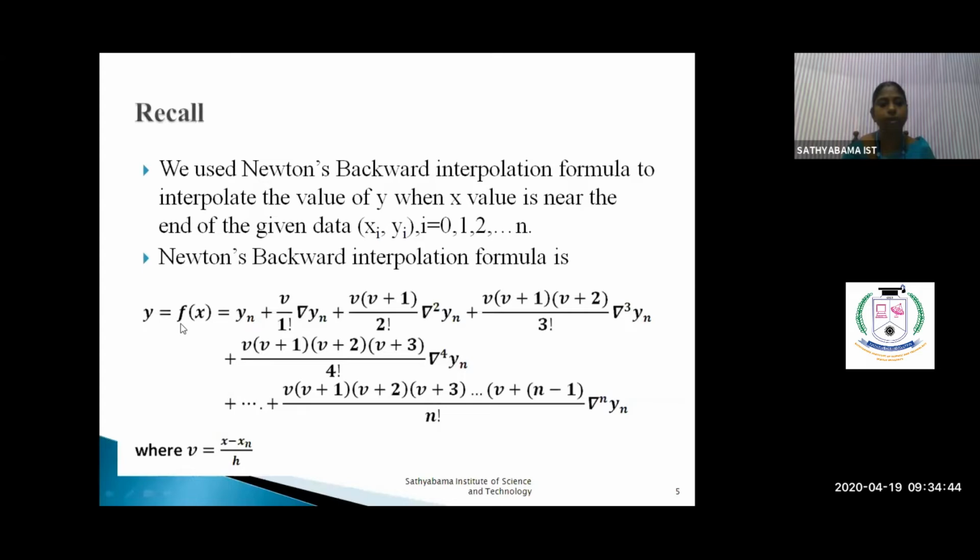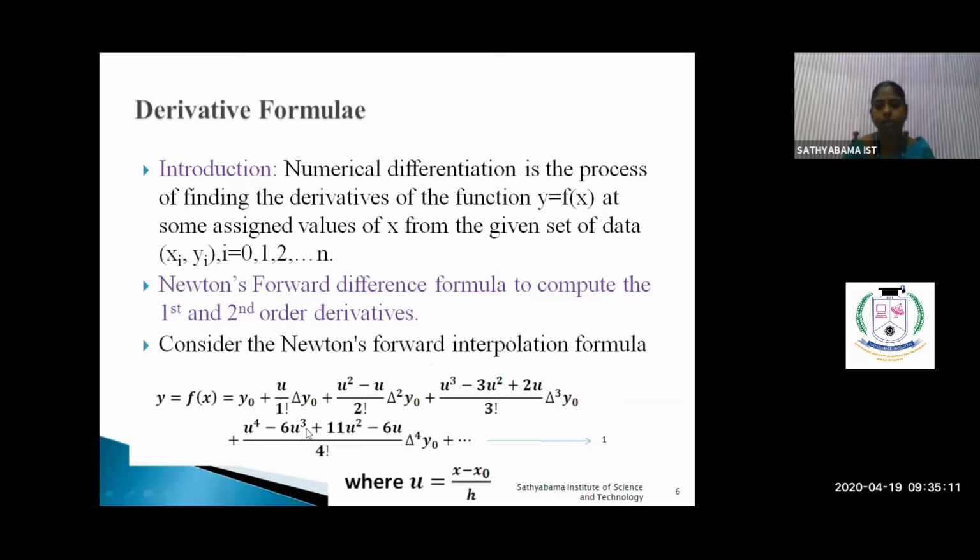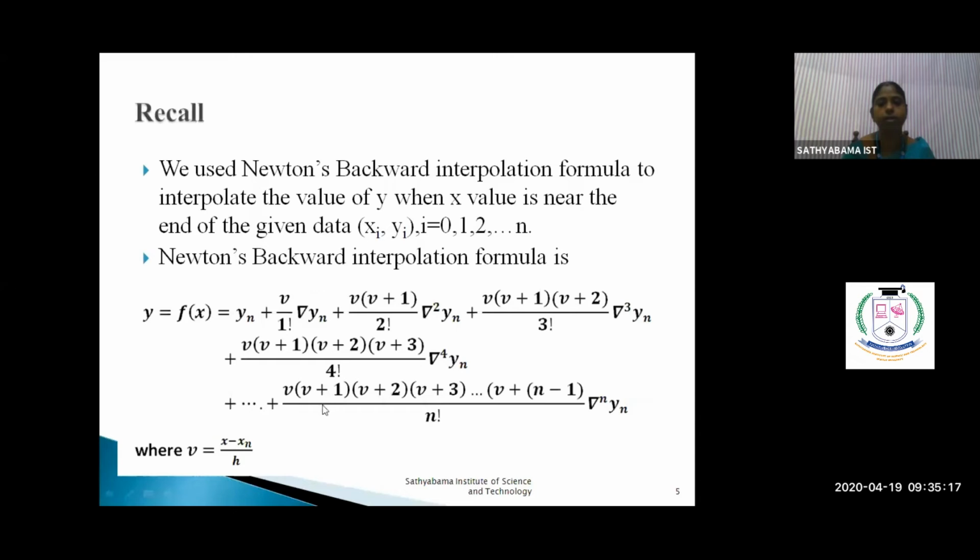Where, what is y here? F of x is equal to yn plus v by 1 factorial delta yn plus v into v plus 1 by 2 factorial delta square yn plus, and so on. So this is Newton's backward difference interpolation formula. And note down what v is here: v is x minus xn by h. These are all the things we have discussed. By using this, we have found the interpolated values for the given x, whether it is near the beginning or near the end of the table.